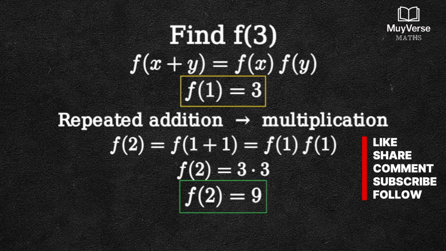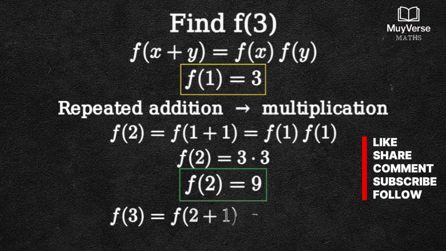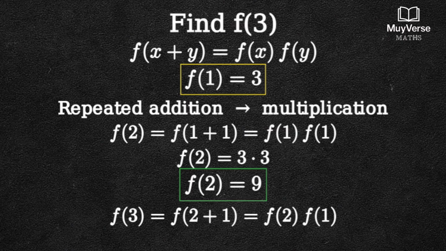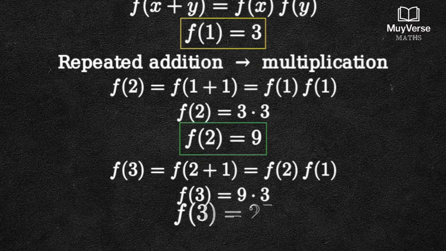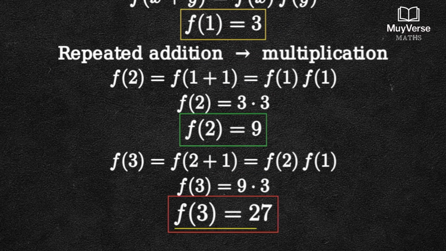Step 2. Compute f(3) by adding 2 and 1. Write f(3) = f(2 + 1), which equals f(2) × f(1). Substitute f(2) = 9 and f(1) = 3. We get f(3) = 27.